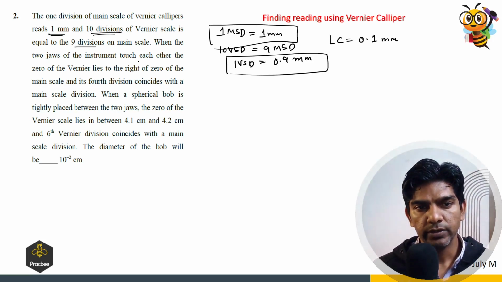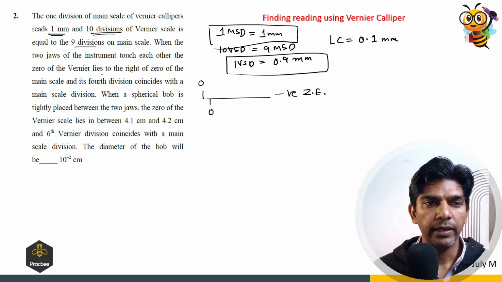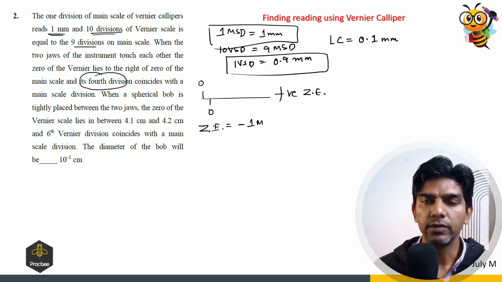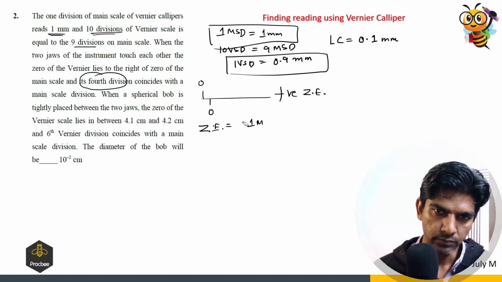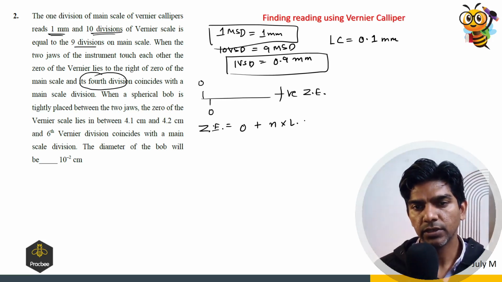When the two jaws of the instrument touch each other, the 0 of the vernier lies to the right of the 0 of the main scale. So this is the 0 of the main scale, this is the 0 of the vernier scale. So we'll be having a negative 0 error. And the fourth division coincides with the main scale. So 0 error will be minus 1 main scale, sorry, it will be a positive, not negative. It will be a positive 0 error. And 0 error will be 0 plus n times least count. N is given as 4. Least count is 0.1. So that will be 0.4 millimeter.